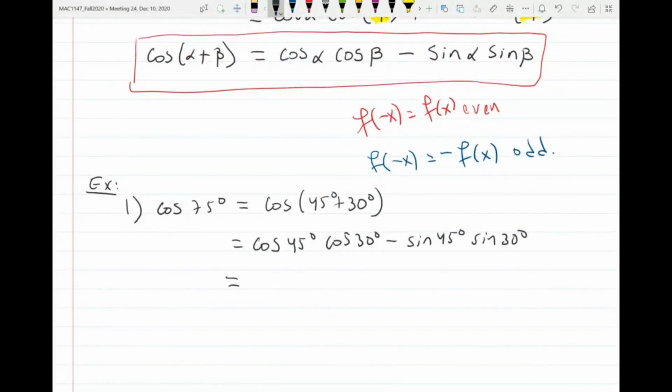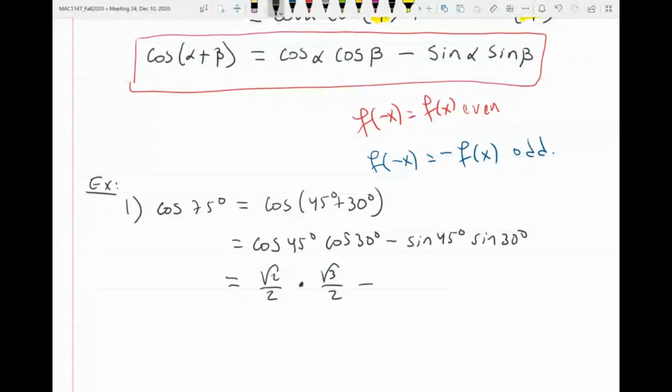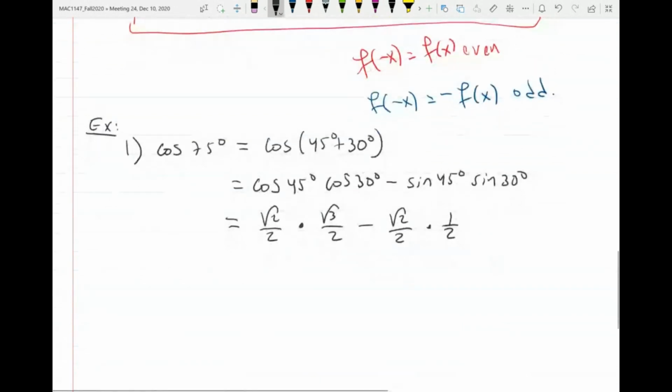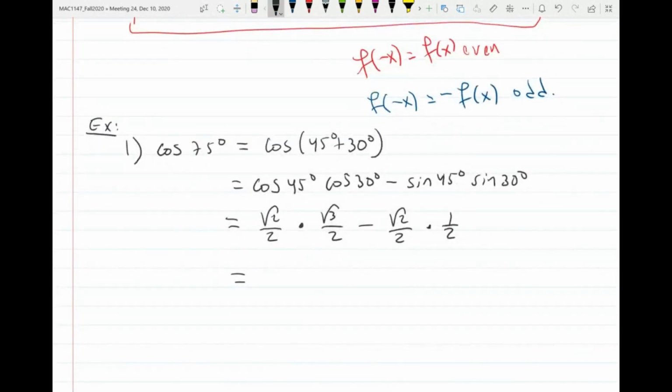And so now we can use what we know. So cosine of 45, that's square root of 2 over 2. Cosine of 30, that's square root of 3 over 2, minus sine of 45, square root of 2 over 2, sine of 30, that's 1/2. So we have denominators of 4, so we can nicely combine these and get square root of 6 minus square root of 2 over 4.